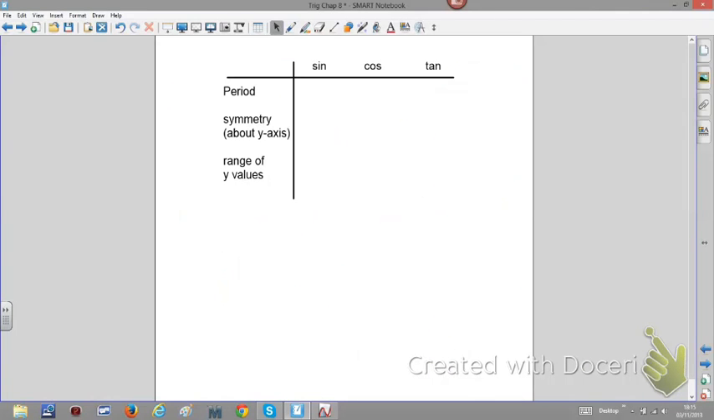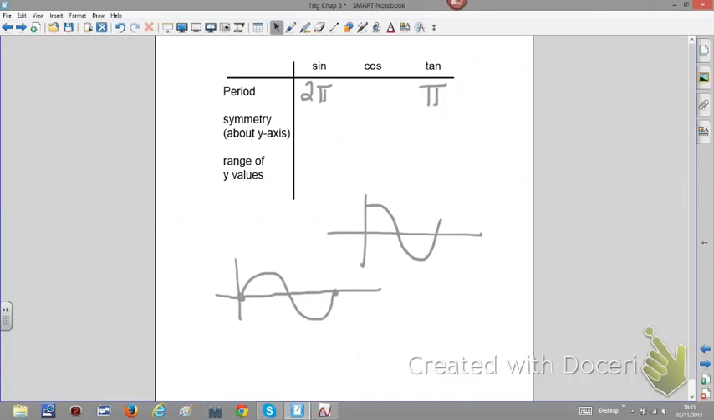And just as a summary here, we can think about the period, the symmetry, and the range of the y values. So the period for tan, which we just mentioned, is pi, because it repeats itself every pi units. Now the sine curve is a cycle like this, and that goes from 0 to 2 pi. So the cycle, or the period, must be 2 pi. And similarly with cos, that starts high, goes down, and finishes high, and that's a cycle or a period of 2 pi. Let's rub those ones out.